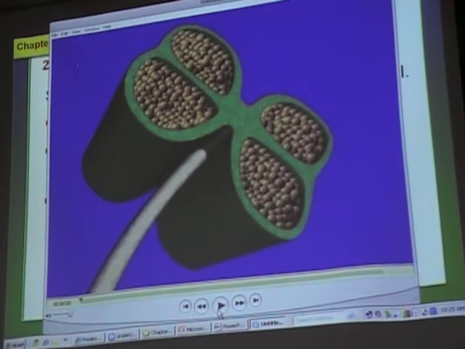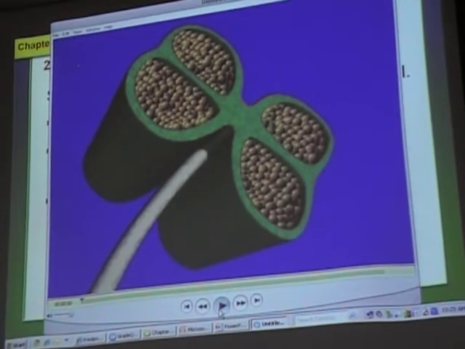Okay, check it out. Double fertilization process. This is on top of page 676 on the top left. It's like a four-leaf clover.